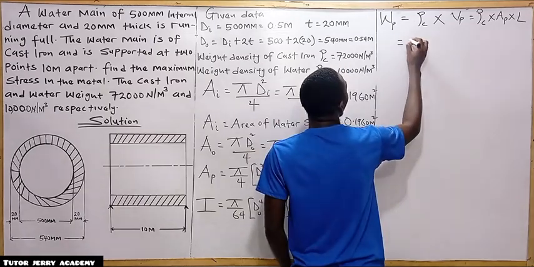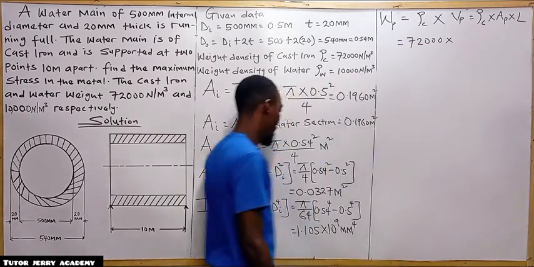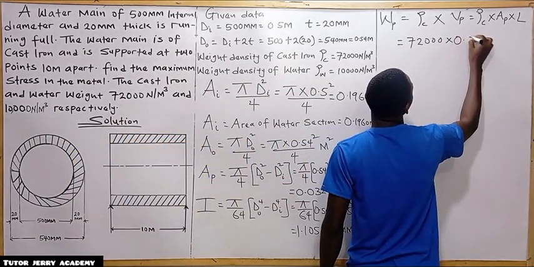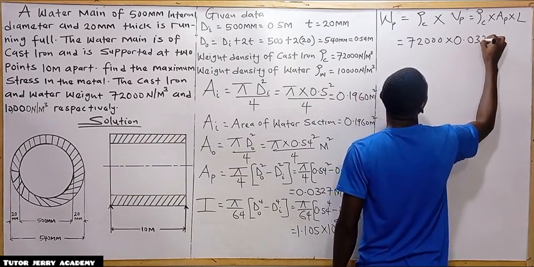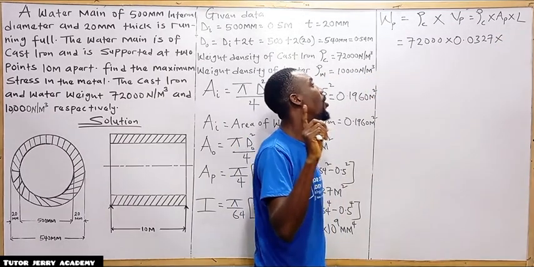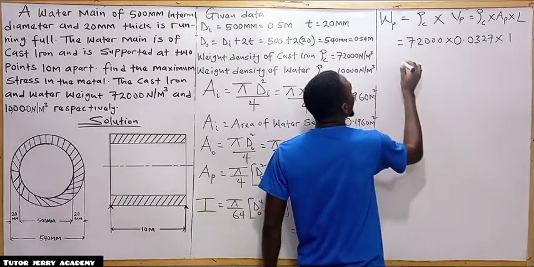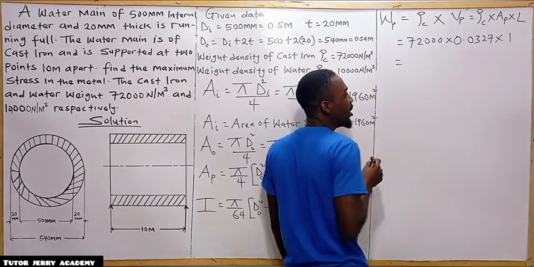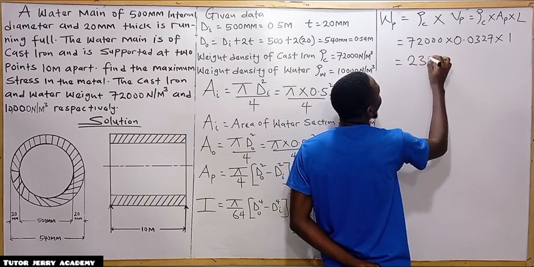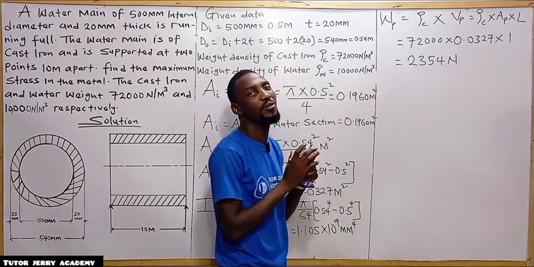72,000 multiplied by the area of the pipe section. So the area of the pipe section is nothing but 0.027. Then multiply by our length. We said for 1 unit length, a unit length meter. So it's going to be 1. All right. So if you multiply all of this together, you are going to have this answer to be 2354 Newton.